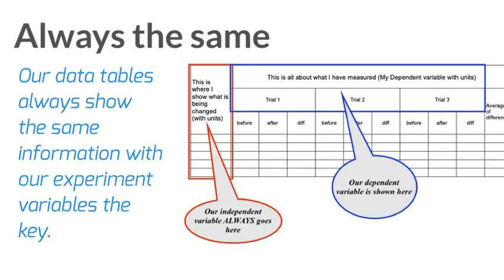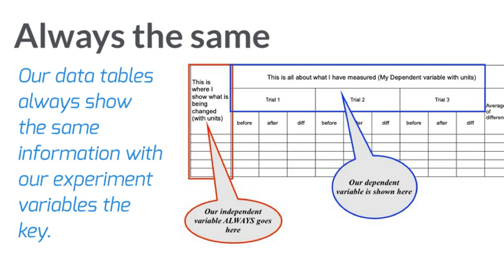Whenever we set up a table, and I've been talking about an exemplar table, our data table is always in the same format. You can see here I've got a format where my first vertical column is going to be what I'm changing, in other words, my independent variable. My independent variable always goes in the first column. If you try to do other tables, they don't work.